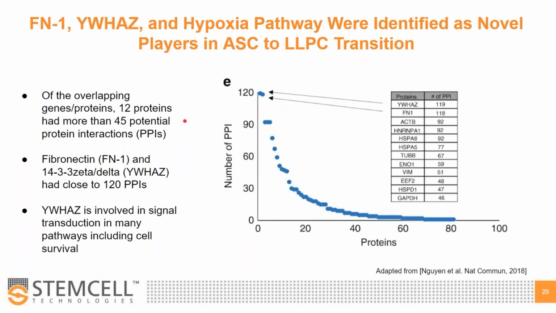So after the overlapping of genes and proteins, they had 12 proteins which passed the cutoff of having at least 45 potential protein interactions, or PPIs. And the top two, fibronectin and 14-3-3 zeta delta, or YWHAZ, had almost 120 different protein-protein interactions. This is not surprising, as both of these interact with a lot of different proteins. For example, YWHAZ is involved in signal transduction in many pathways, including cell survival.